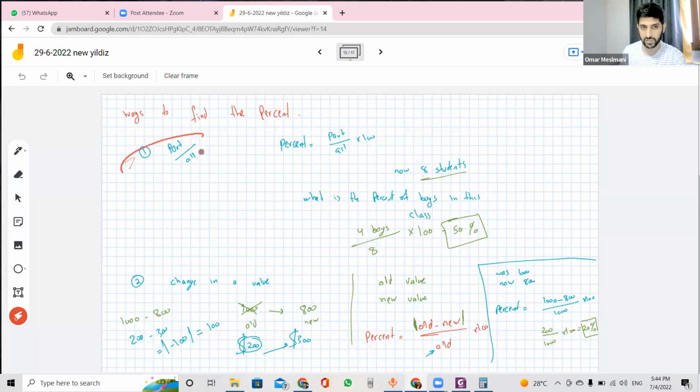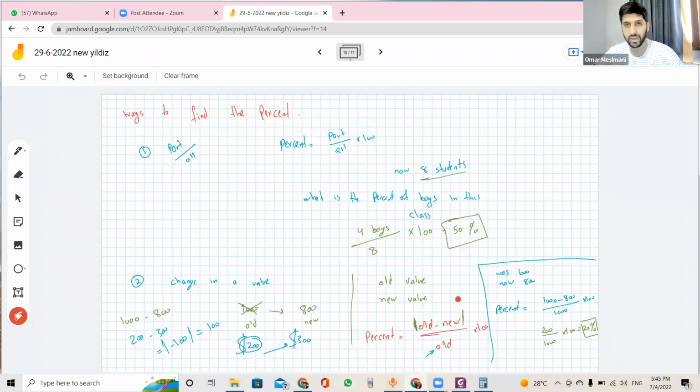The first way is what we call the part over the whole times 100. So the first concept, for example, is when I have a class and inside this class there are boys and girls. That's an instant example. Then the second idea is if I have a change in a value, for example, a value that increased or decreased, from a small amount to a higher amount or from a high amount to a small amount. What we said is that the percent is going to equal the old value minus the new value in an absolute value. And I explained to you why we have an absolute value. I told you it's because we're looking for a positive difference.